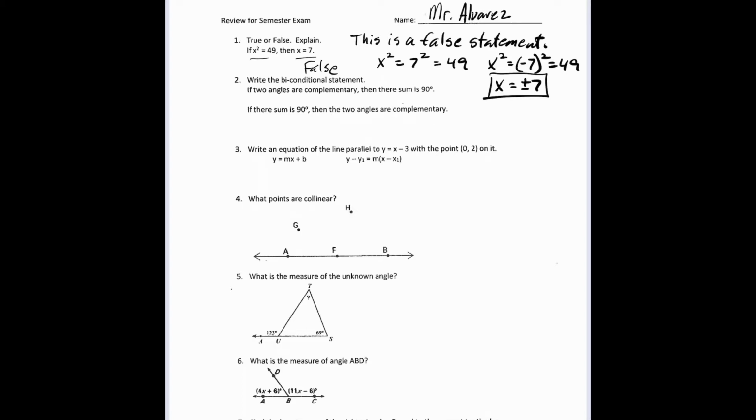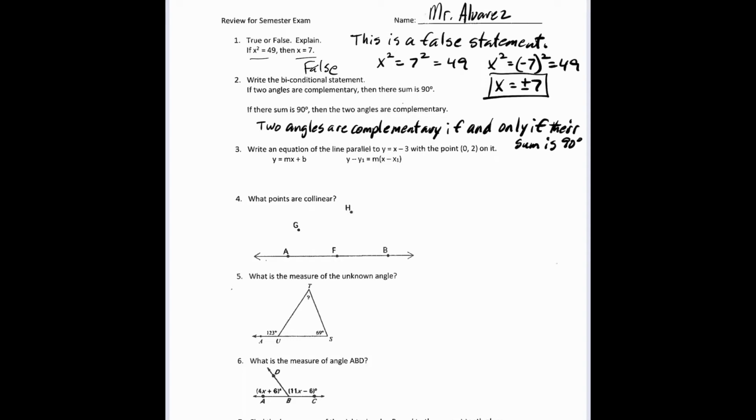Two angles are complementary if and only if their sum is 90 degrees.